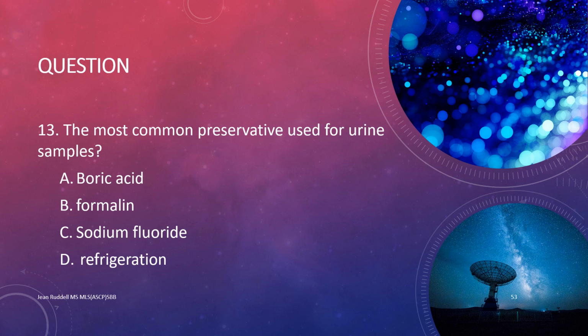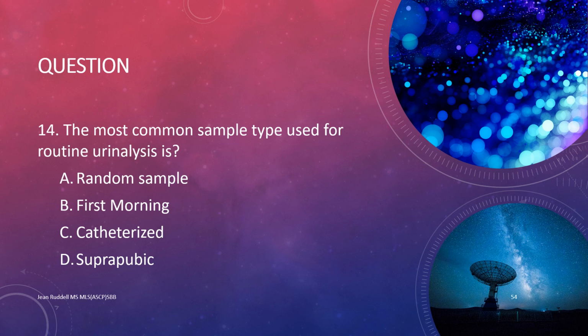Question 13. The most common preservative used for urine samples is A, boric acid, B, formalin, C, sodium fluoride, or D, refrigeration. The answer is D, refrigeration. Question 14. The most common sample type used for routine urinalysis is A, random sample, B, first morning, C, catheterized, or D, suprapubic. The answer is A, random sample.